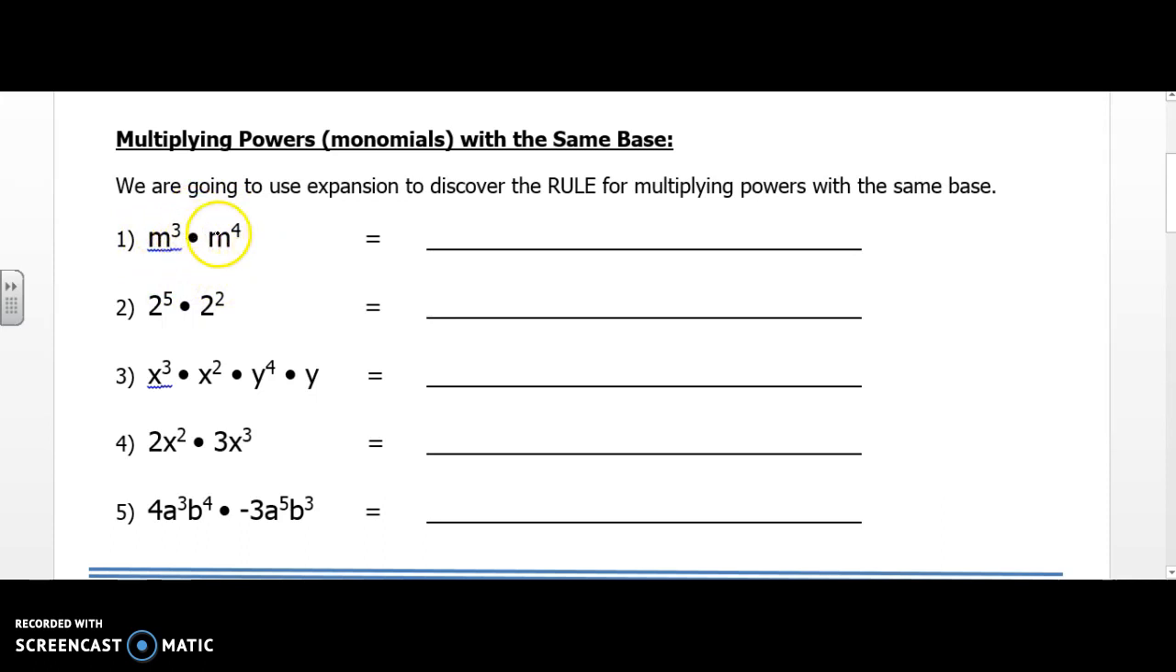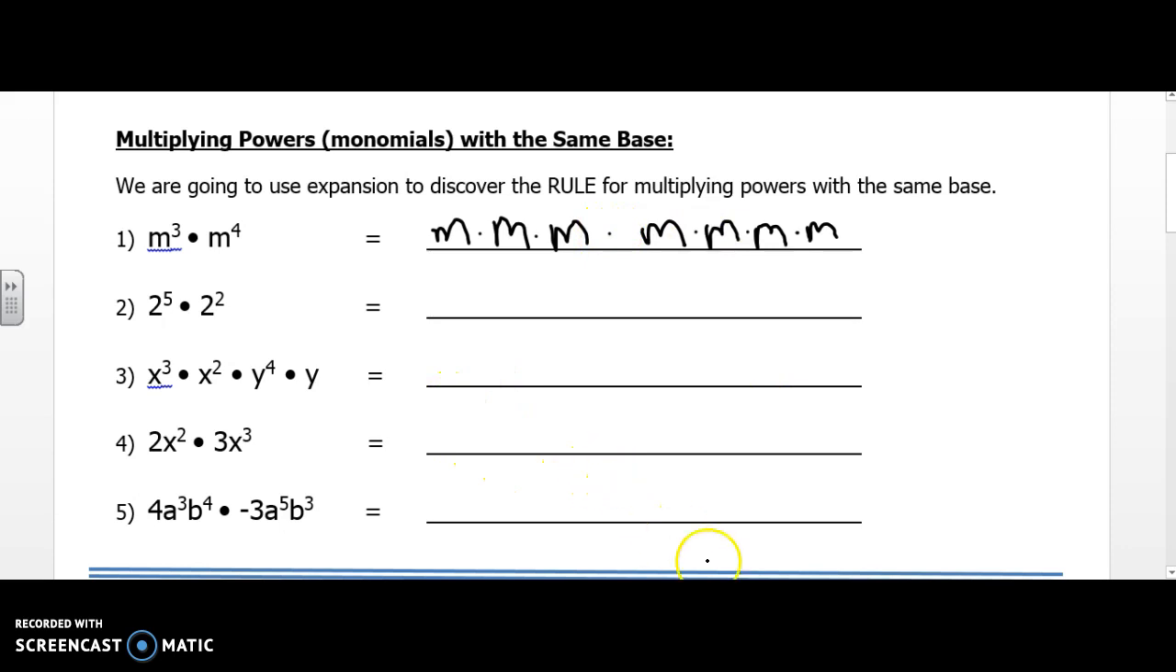We're going to see what happens if we take these exponents and write them out using expansion. Remember, m to the third really means that we're doing m times m times m, right? M is being multiplied by itself 3 times. M to the fourth, therefore, would be us doing m times m times m times m. And what I'm doing is taking these two exponents, writing them out, expanded them all out, and multiplying them together.